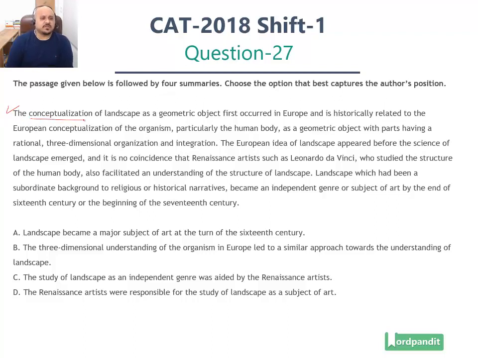The conceptualization of landscape, so the way you conceptualize landscapes as a geometric object. So you begin to see landscapes as geometric objects. You don't see the hills as hills itself, but you see the geometry behind them. First occurred in Europe and is historically related to the European conceptualization of the organism. So there is a relation. Remember, it says related, not caused by. So that's something you've got to remember. So the conceptualization of landscapes as geometrical objects is related to the conceptualization of the organisms, particularly the human body, as a geometric object with parts having a rational three-dimensional organization and integration.